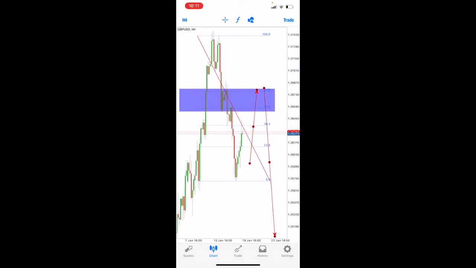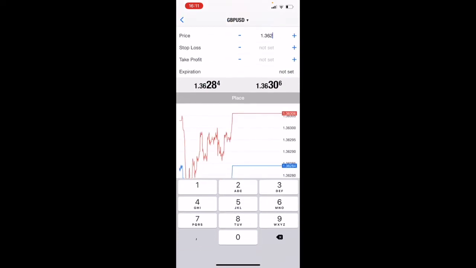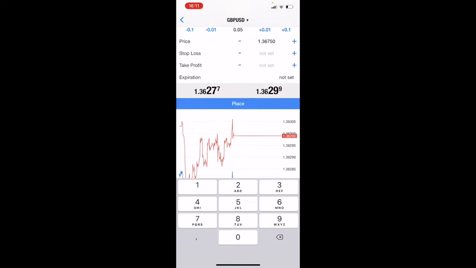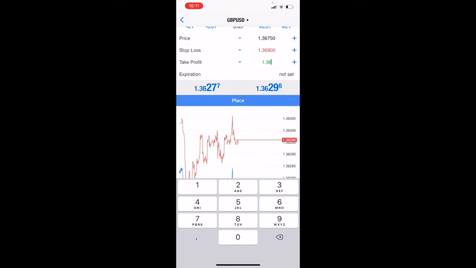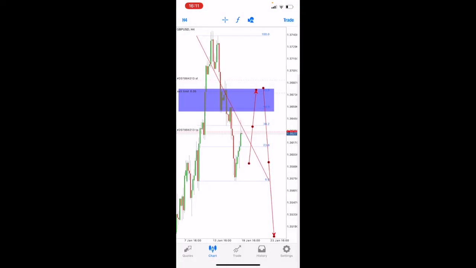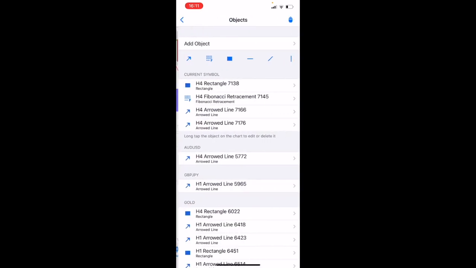So you go here, sell limit 36750. Obviously your stop loss will be above, so let's say it's 3690, and then your take profit is below, let's say 3630, just for example, and then you place. So now, let me just remove these things here.